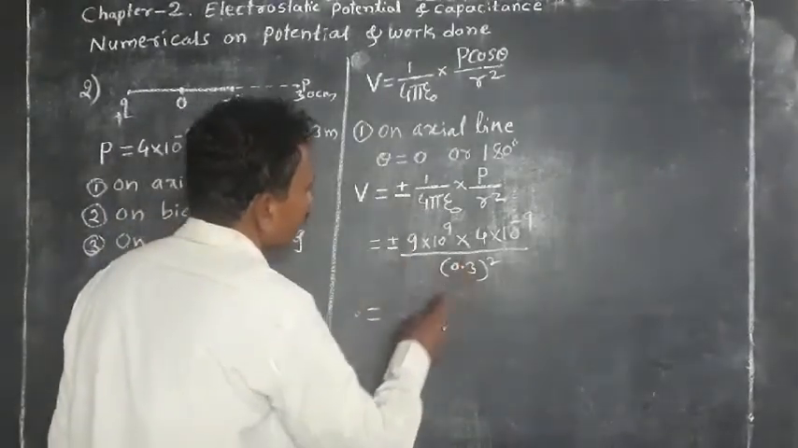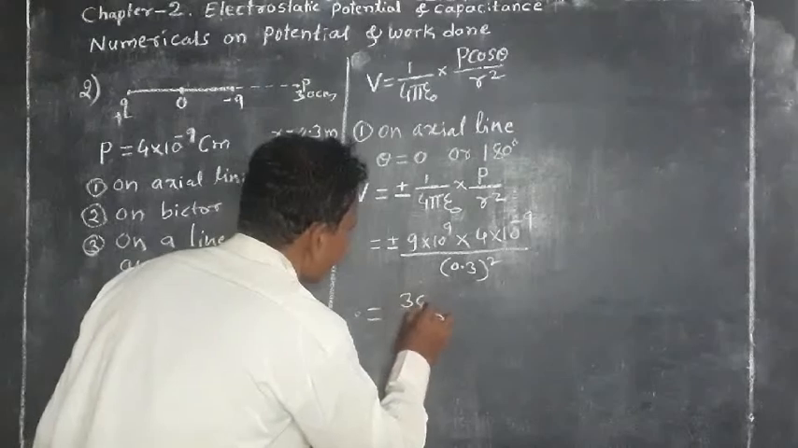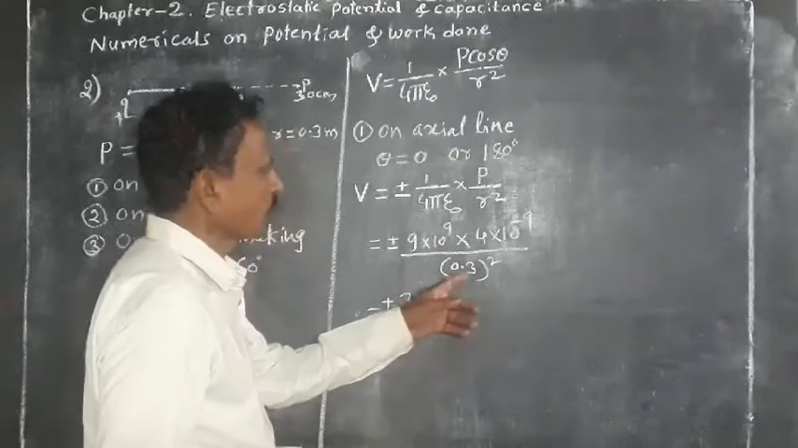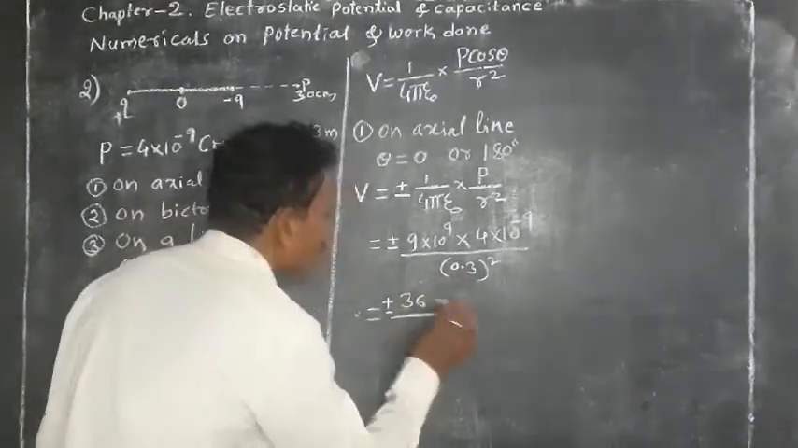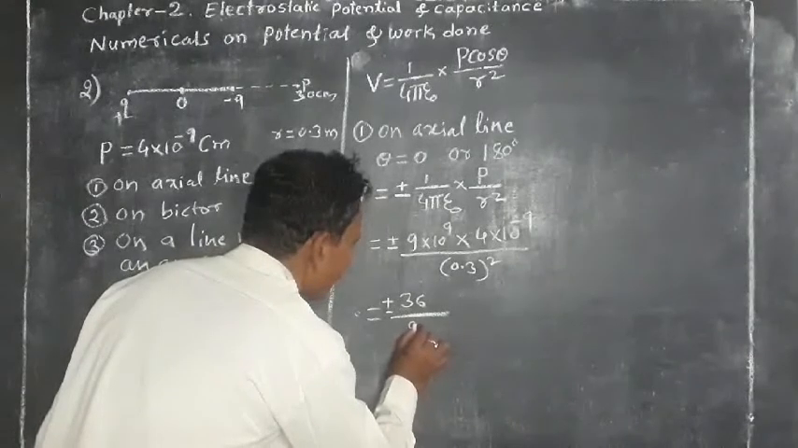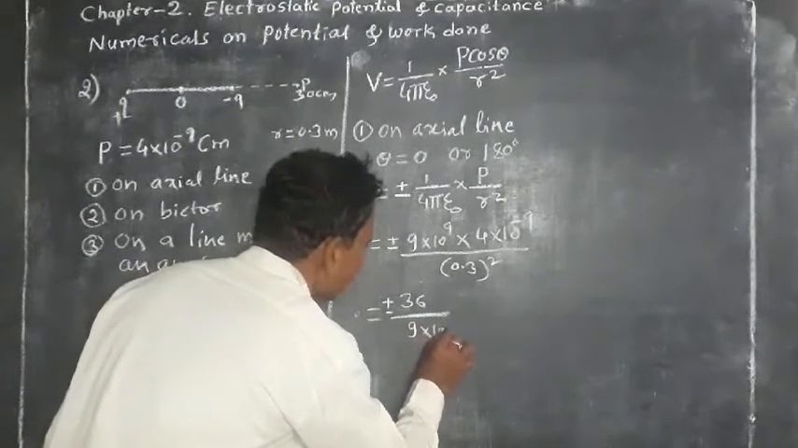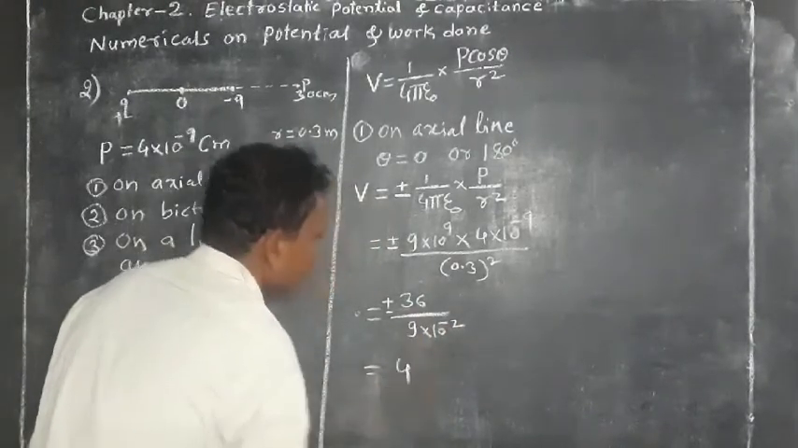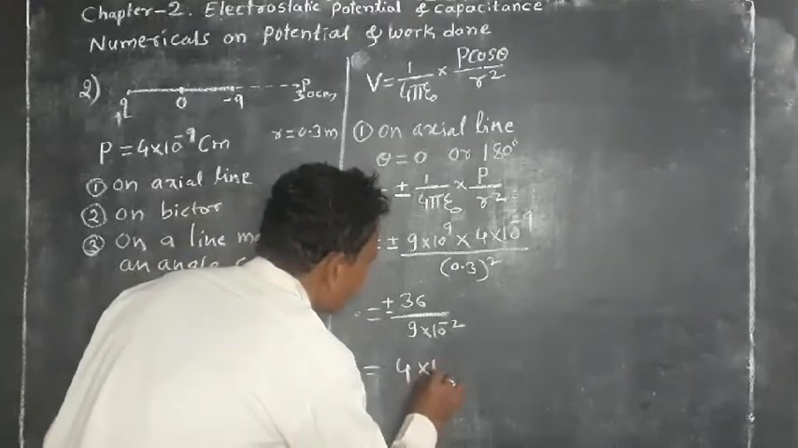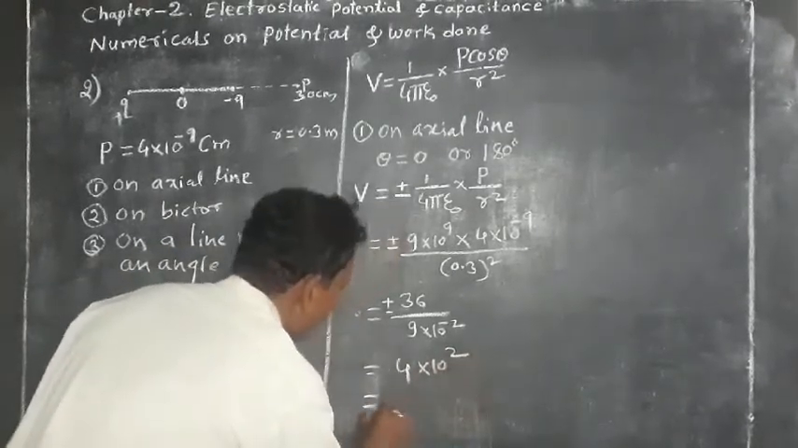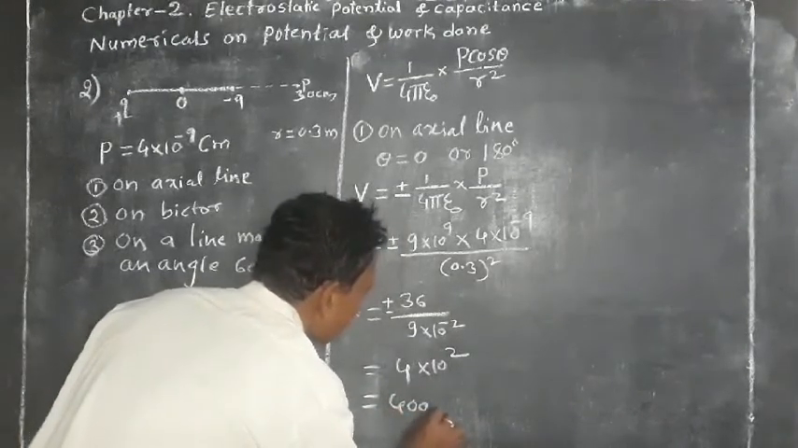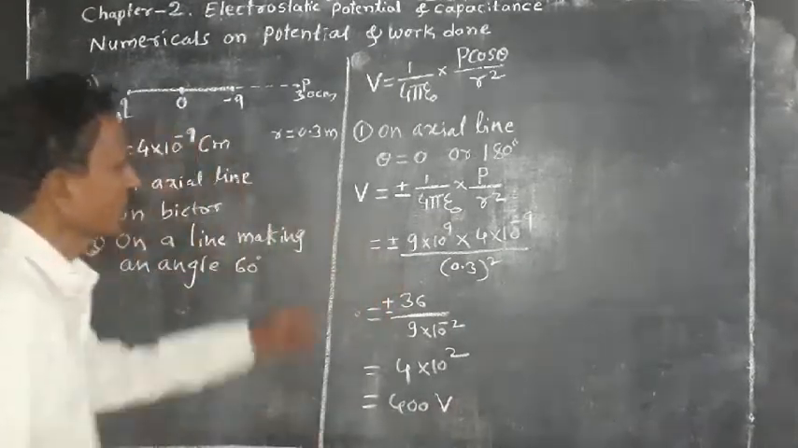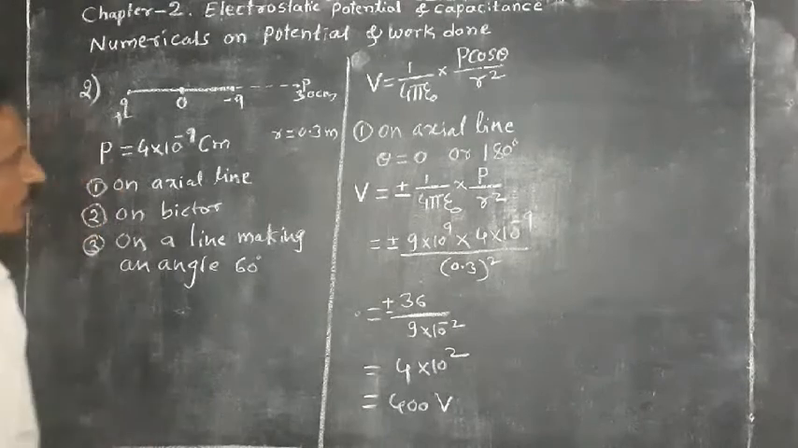Hence 9 into 4, 36, plus or minus 36 upon 0.3 into 0.3 equal to 0.09, and 0.09 can be written as 9 into 10 raised to minus 2. That is equal to 9 4s are 36, into 10 raised to plus 2, or that is equal to 400 volt, because volt is the unit of potential and potential difference.